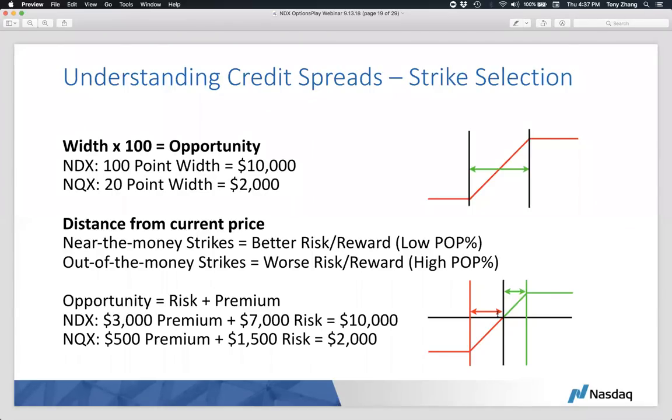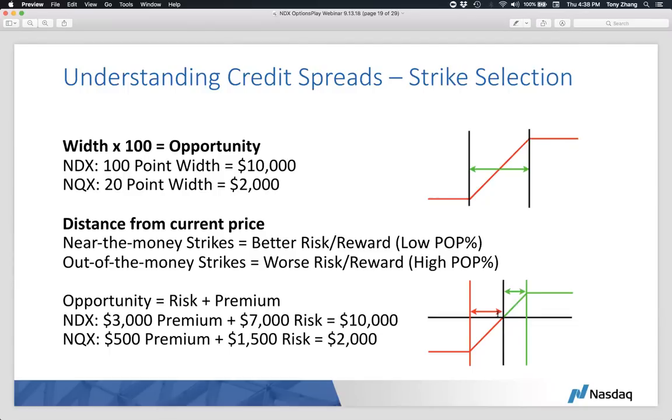So for any of you that have traded stocks or ETF options, you're familiar with that each contract is 100 shares. It's the same thing for indices. You multiply by 100, that tells you your opportunity. So when you're selecting your strikes, you have to select two things. Number one, a width, and then you have to select the distance from the current price. So I always tell users to first start by defining your width, defining your opportunity, because the rest will come from the distance from the current price.